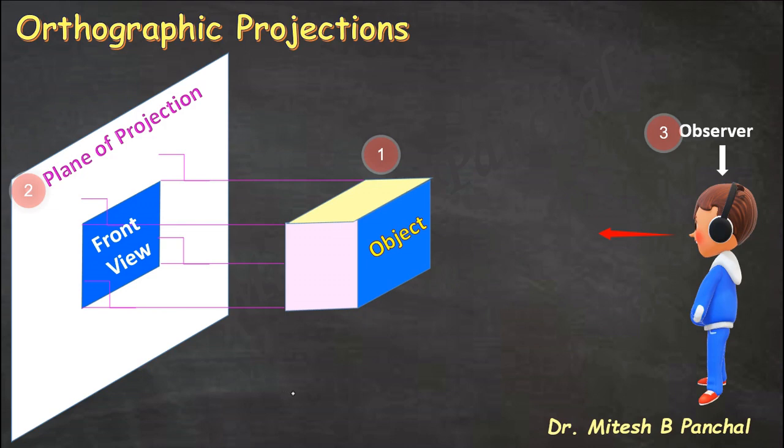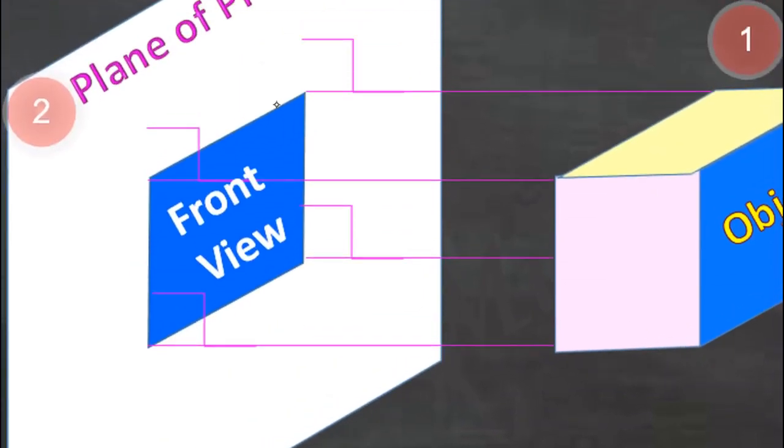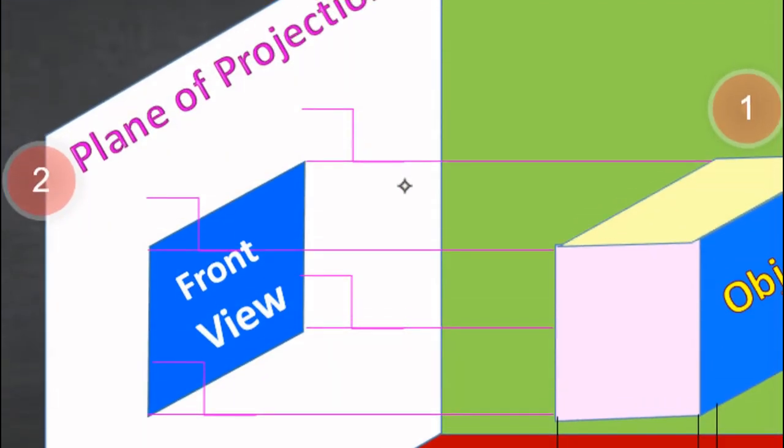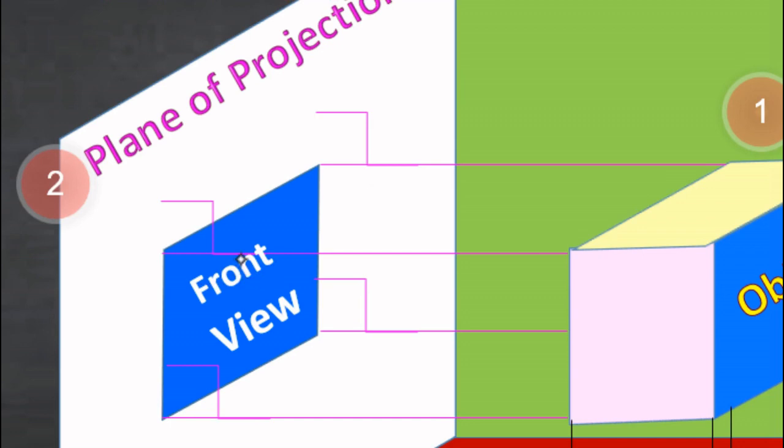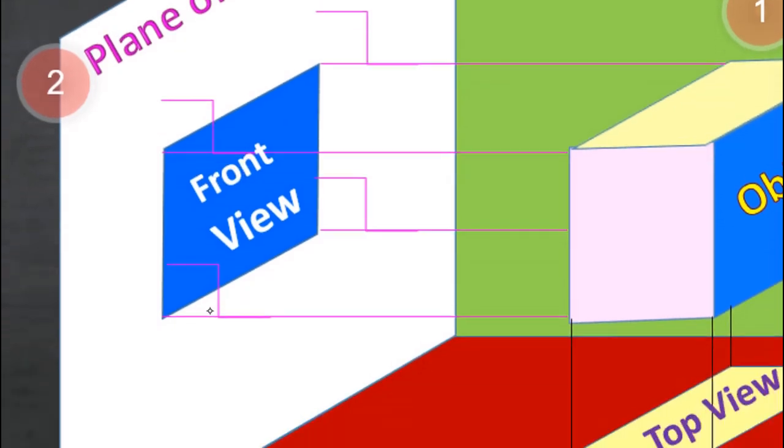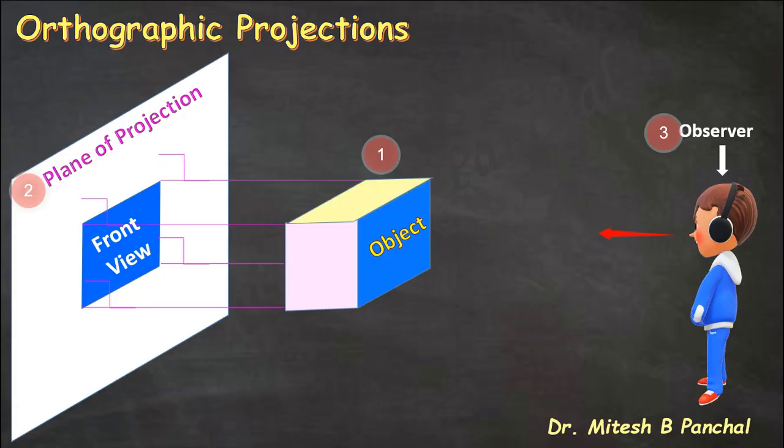Now the second important requirement of orthographic projection is that, as you can see over here, the projectors are perpendicular to the plane of projection. You can see over here, right? This pink line is perpendicular to the plane of projection. Similarly, this projector is also perpendicular to the plane of projection. All the four projectors are perpendicular to the plane of projection. That is the second requirement of the orthographic projection.